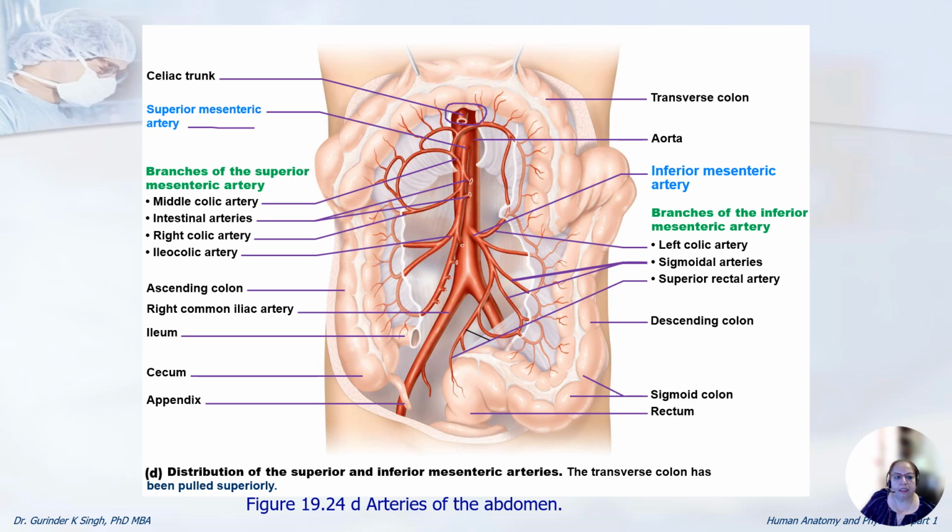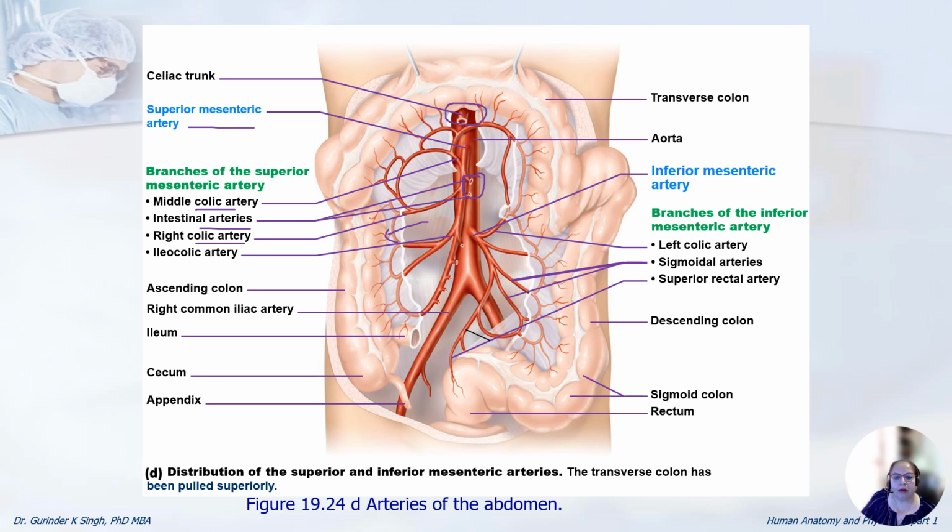The first one is the middle colic artery. This middle colic artery is going to supply blood to the colon, this middle portion of the intestines. Okay, and then we also have intestinal arteries coming out from there, which are going to go to the small intestine. Then we also have the right colic artery, which is going to supply blood to the ascending large intestine, which we call the ascending colon.